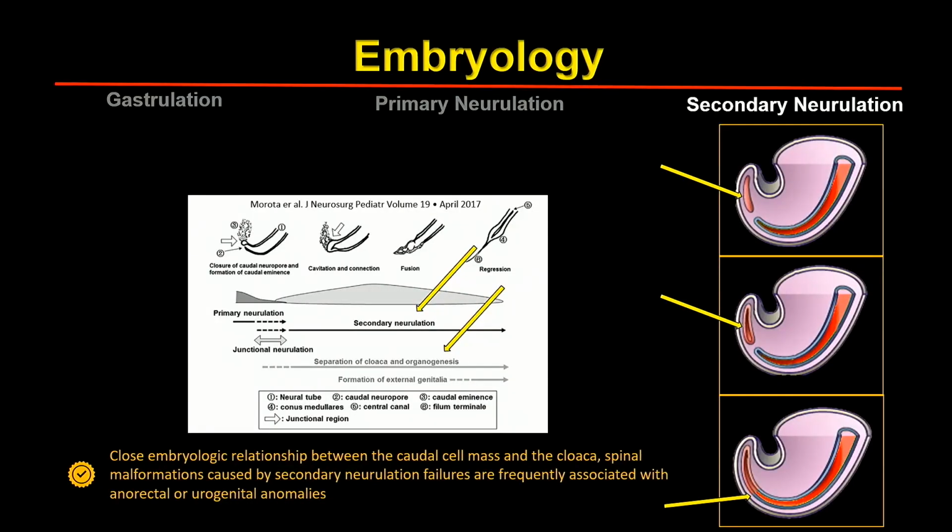So there are three steps: the gastrulation, which converts the 2 layers to 3 layers and forms the endoderm, ectoderm, and mesoderm; the primary neurulation, which forms the primary neural tube, which then leads to the formation of the brain and the majority of the spinal cord; and secondary neurulation, which forms the distal aspect of the spinal cord. Now, if you look at this illustration, the secondary neurulation is happening at a very important time where there's separation of the cloaca happening and other organs that are forming, particularly the external genital organs. Hence, any genetic abnormality in this stage is often associated with multiple anorectal and urogenital anomalies.